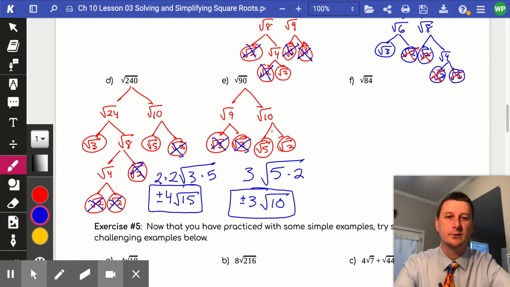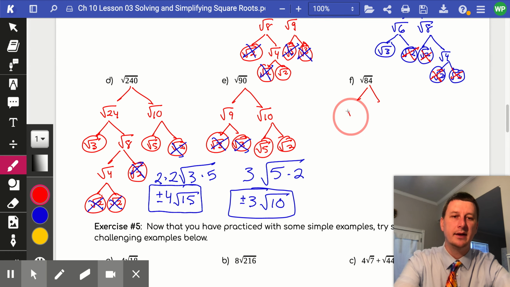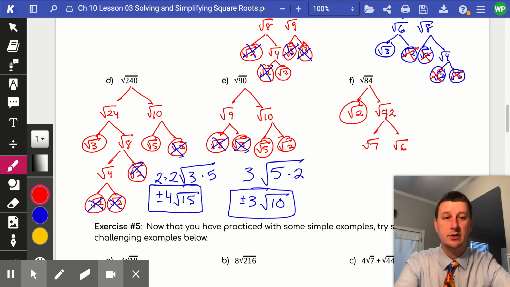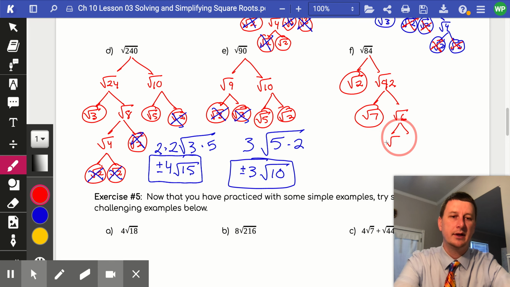Okay? We've got one more. Square root of 84. Well, I know that it's an even number, so 2 goes into it. How many times? 42. So I circle the 2, and I could simplify the 42 to 7 and 6. If you did 2 and 21, that's fine as well. 7 is prime. 6 can be simplified to 3 and 2.